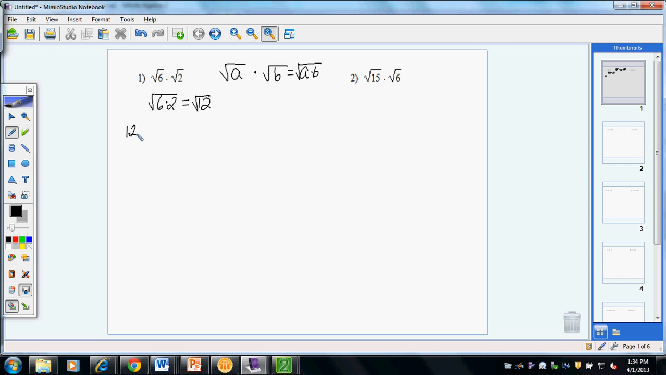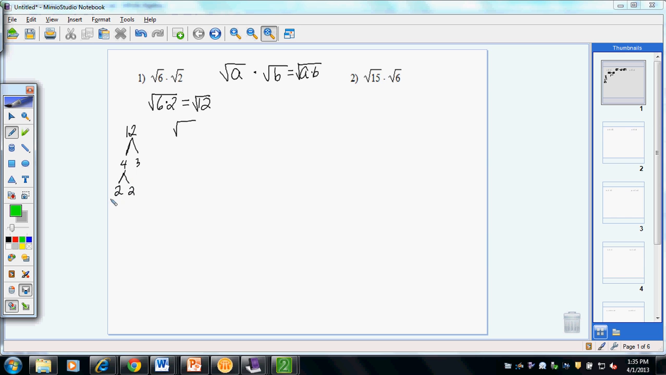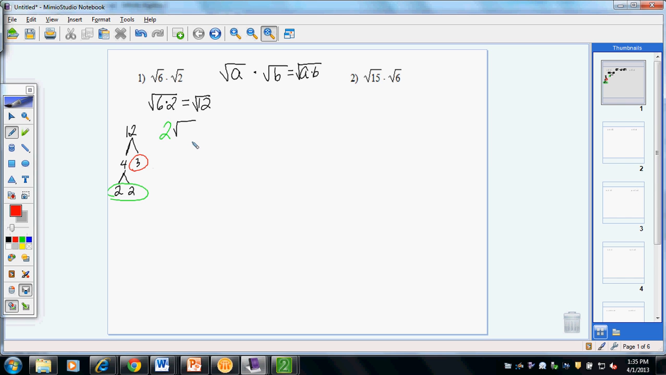Since 12 does not have a perfect square, we're going to have a radical sign. And if we factored this, we'd get 4 and 3 and 2 and 2. So since we have this pair of 2's right here, we can move it to the outside of the radical, and we're left with this 3 that we will leave underneath.